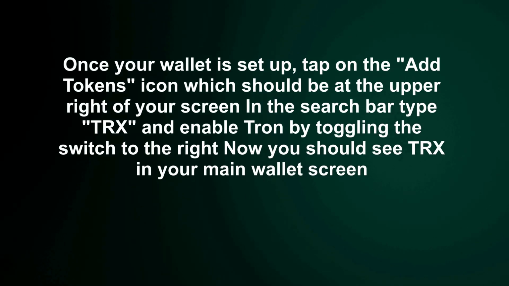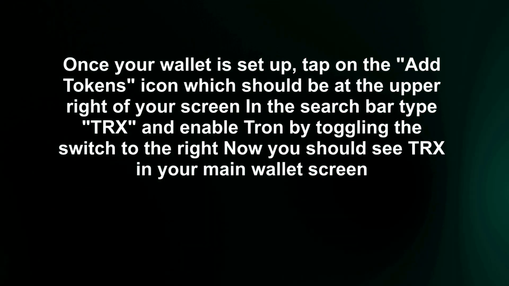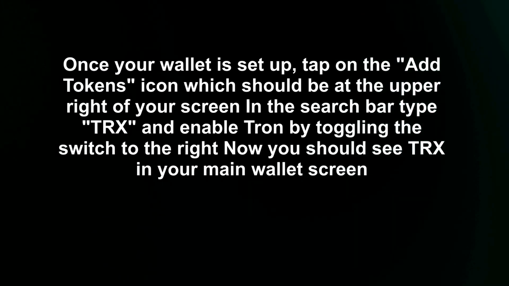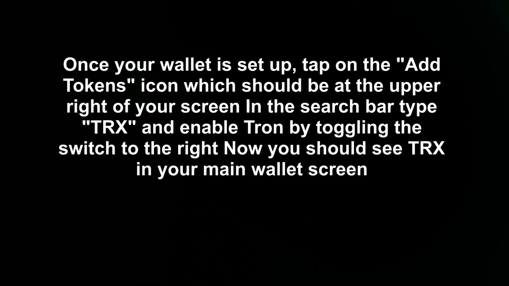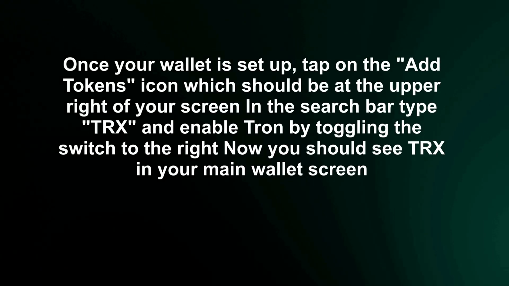Once your wallet is set up, tap on the Add Tokens icon, which should be at the upper right of your screen. In the search bar, type TRX and enable Tron by toggling the switch to the right. Now you should see TRX in your main wallet screen.